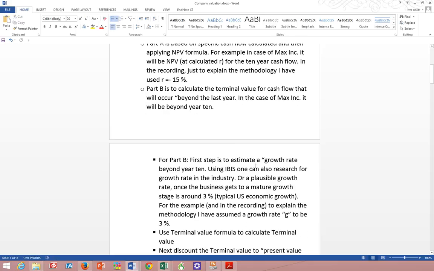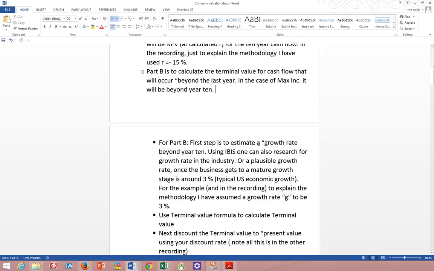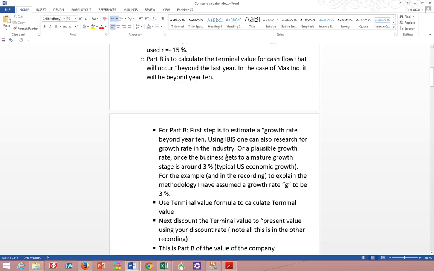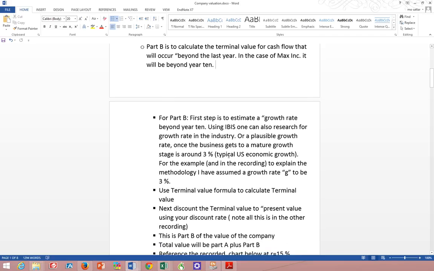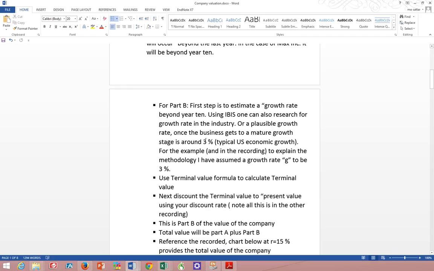So for part B, the first thing you have to do is to estimate a growth rate. What is going to happen beyond the 10 years? You can use some research site like IBIS that has industry data and can come up with what the growth rate could be for this industry. Or if you cannot, in most cases you will, a plausible baseline assumption for a growth rate for a mature company would be typically about 3% in the United States, because our economic growth rate is about 3% on average.